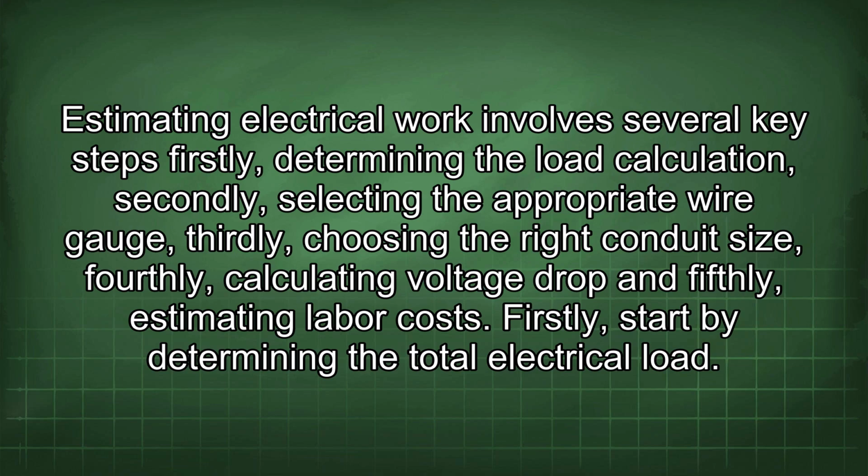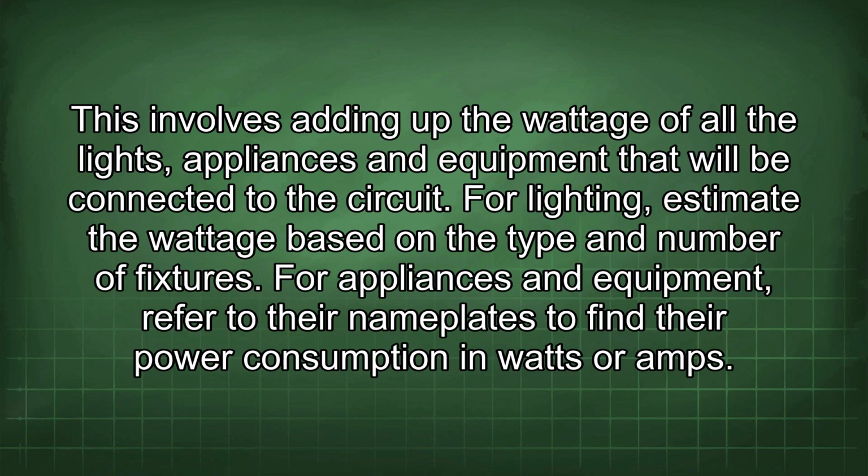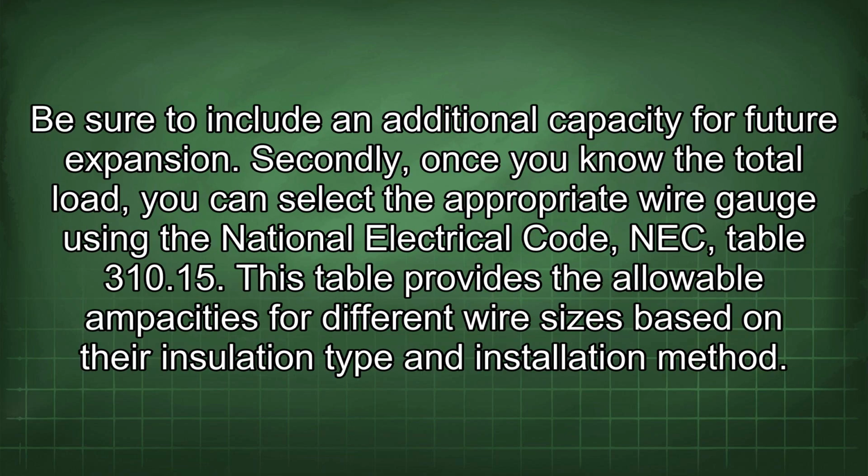Firstly, start by determining the total electrical load. This involves adding up the wattage of all the lights, appliances, and equipment that will be connected to the circuit. For lighting, estimate the wattage based on the type and number of fixtures. For appliances and equipment, refer to the nameplates to find their power consumption in watts or amps. Be sure to include an additional capacity for future expansion.